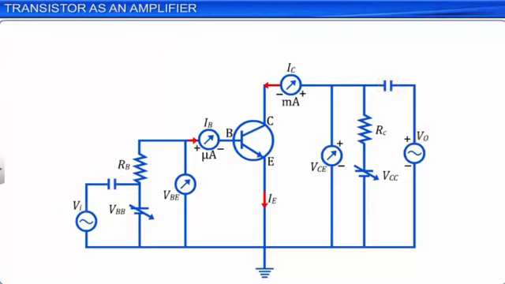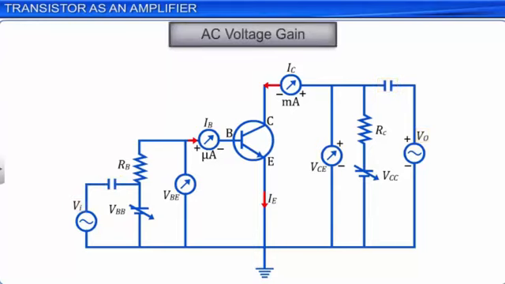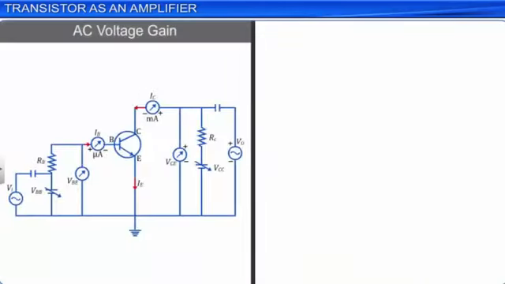Initially, let us assume the input voltage VI is equal to 0, and applying Kirchhoff's law to the output part of the circuit, we get VCC is equal to VCE plus IC into RC. Let this be equation 3. Similarly, applying Kirchhoff's law to the input part of the circuit, we get VBB is equal to VBE plus IB into RB. Let this be equation 4.